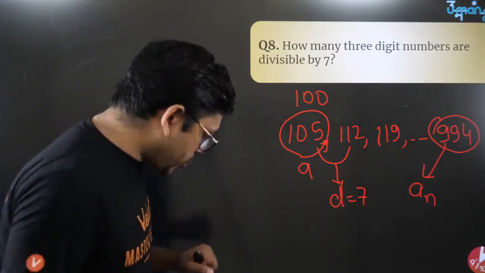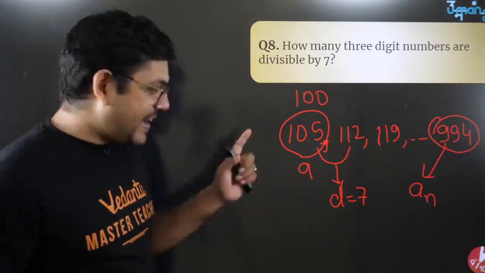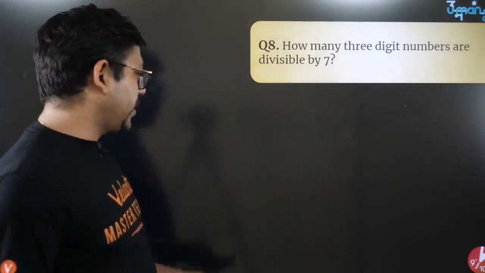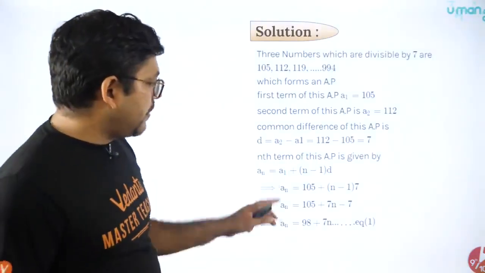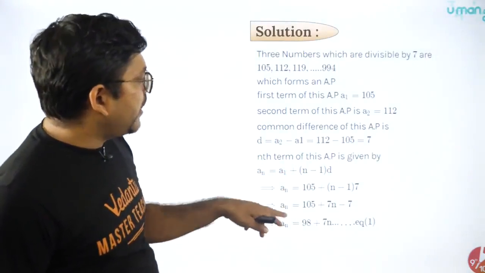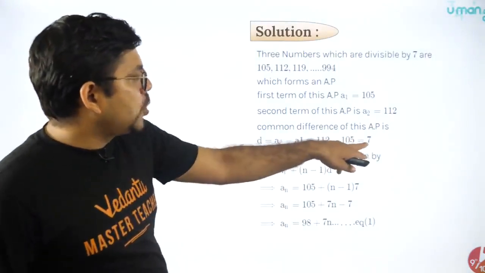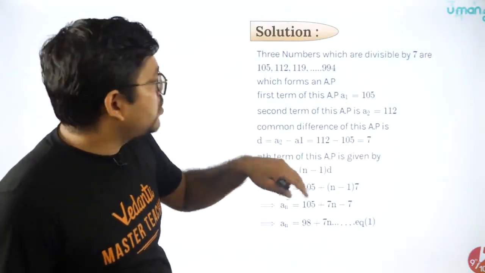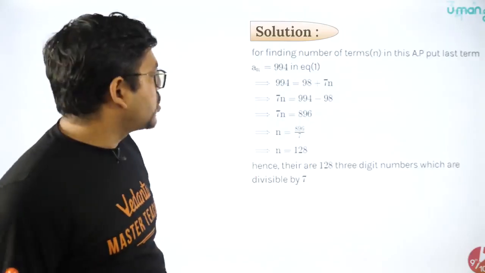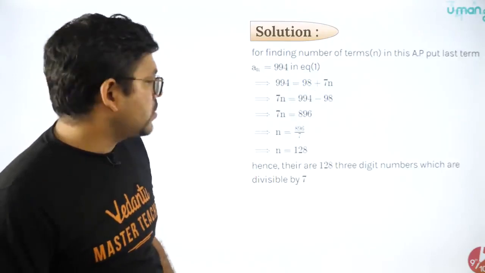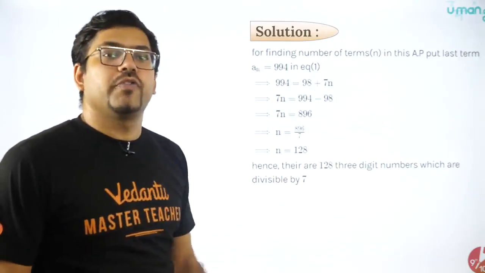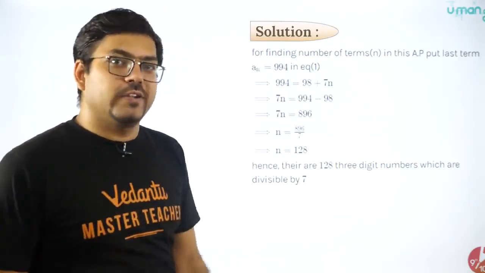I'm not solving this question; you have to solve it on your own. I'll just show you the solution. This is going to be the equation: A plus N minus 1 into D, in place of AN. D is known, the first term 105 is known, the last term 994 is known. So you put all the values: 994 equals 98 plus 7N. N will be equal to 128. Finally, you'll be getting 128 terms.